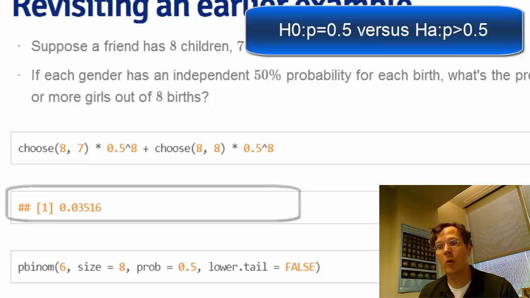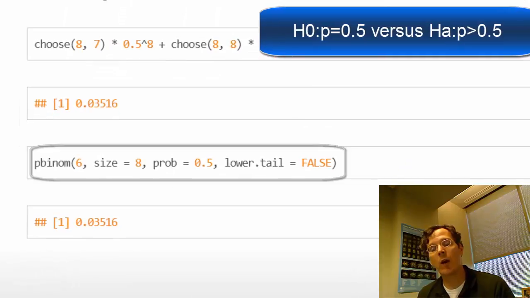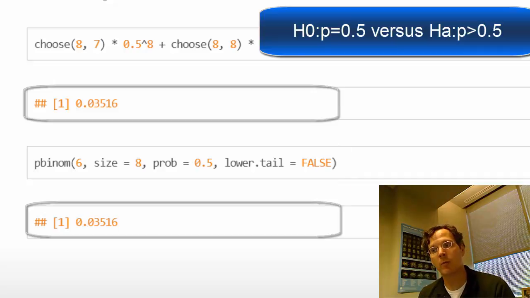I also go through the calculation here where I do pbinom instead of directly plugging into the binomial formula, and of course you get the same number. If we were testing that hypothesis, we would reject at a 5% level. We would reject at a 4% level, but we would not reject at a type 1 error rate of 3%.